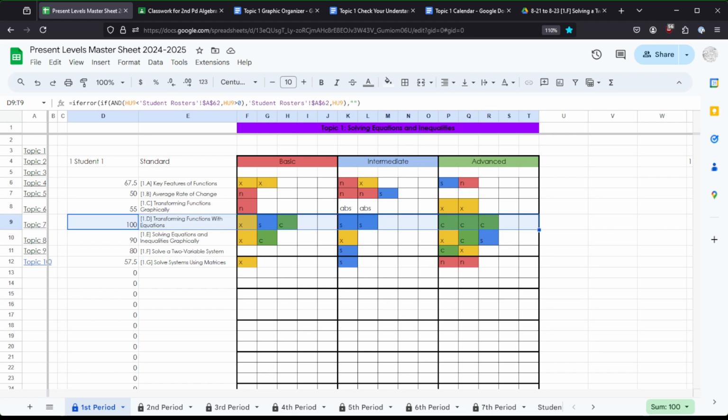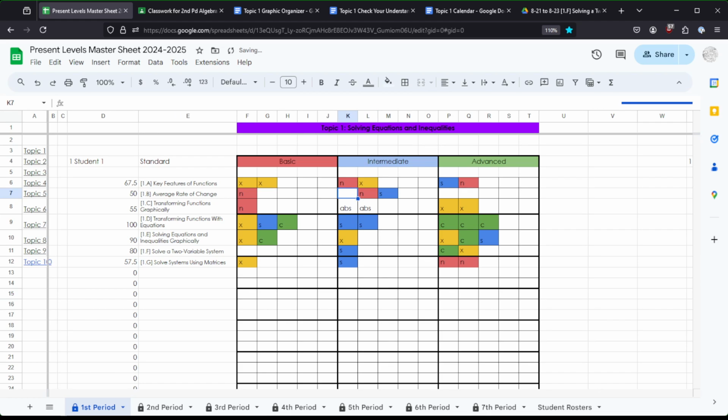So sometimes kids aren't doing their exit tickets. So when they're not doing their exit ticket, you'll see a lot of red in here. That means that they didn't attempt that question. So sometimes, is the exit ticket time not quite enough for them? That happens.